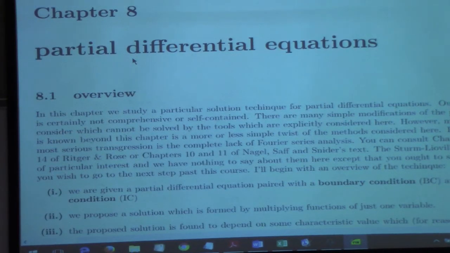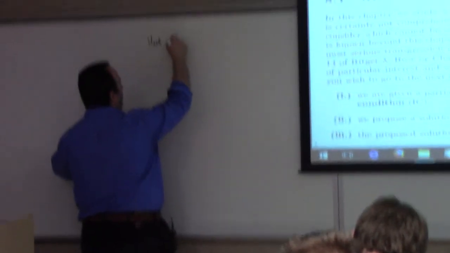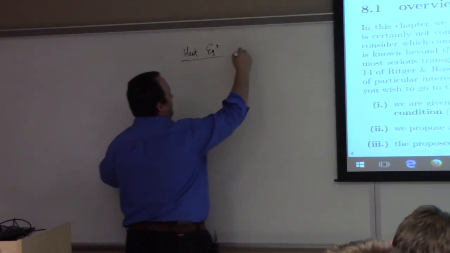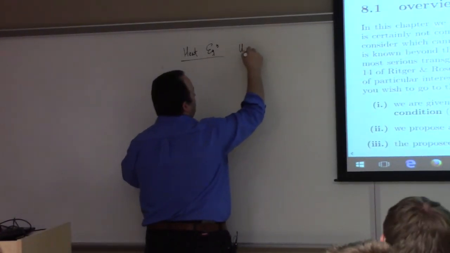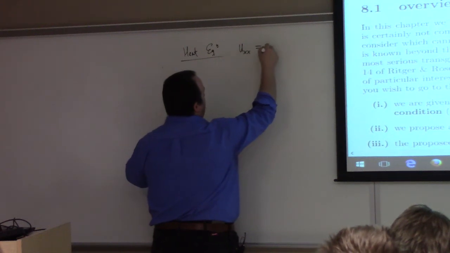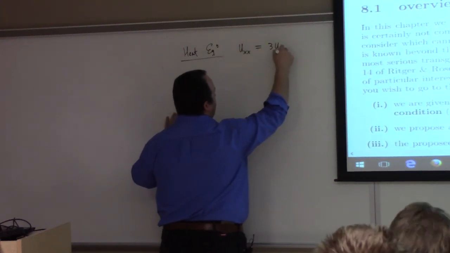That's good. A partial differential equation is something that involves partial derivatives. So the ones we're going to learn how to solve in here are the following. The heat equation, which is something like uxx equals 3ut, just an example of one.